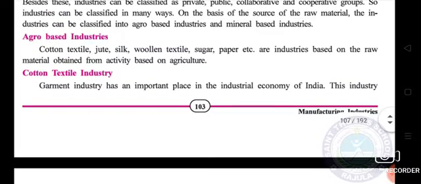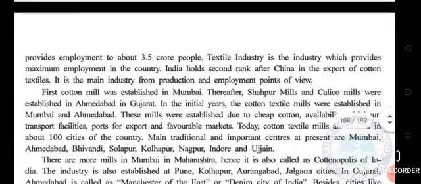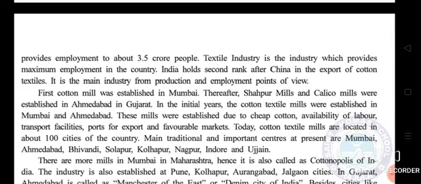Then the cotton textile industry. Garment means clothes. The garment industry has an important place in the industrial economy of India. What is it? The garment industry. This industry provides employment to about 3.5 crore people. So that many people work in the garment industry. The textile industry provides maximum employment in the country. That is why the textile or garment industries give the maximum employment to the country's people.